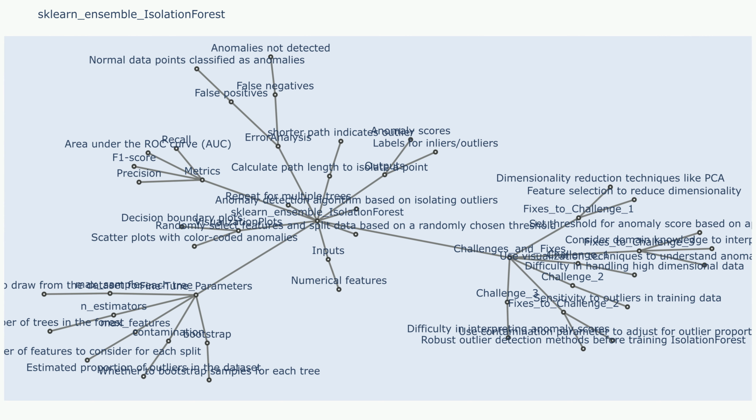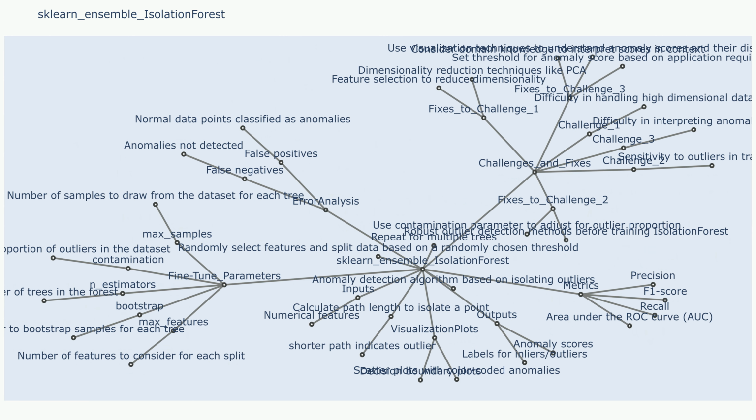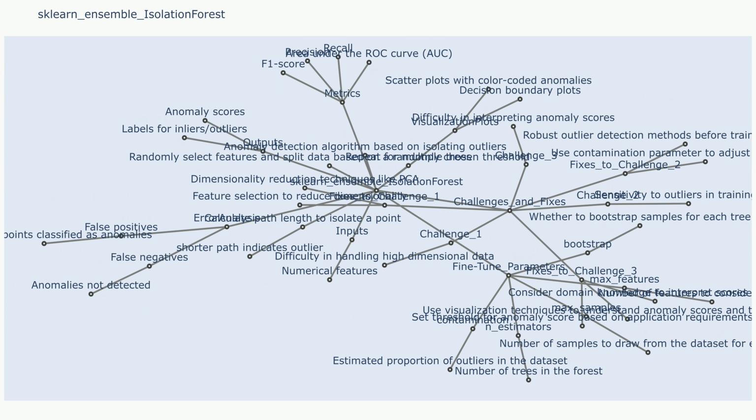Uncertainty methods. Uncertainty method 1: The isolation forest algorithm does not explicitly provide uncertainty estimates. It focuses on providing anomaly scores that indicate the likelihood of an instance being an outlier. Uncertainty method 2: To assess the uncertainty of the model, you can analyze the variability in anomaly scores across different runs of the algorithm with different random seeds.